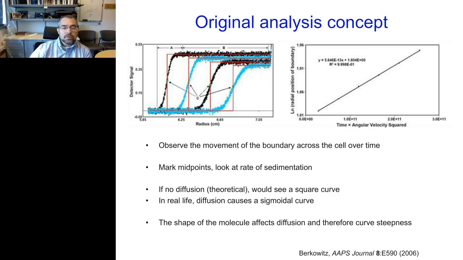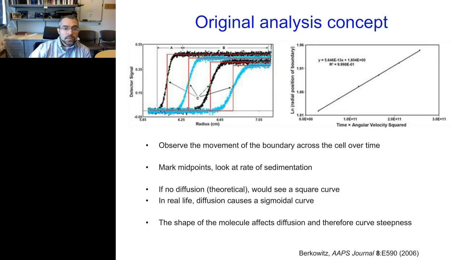We can simply mark the midpoint of each one of these sigmoidal transitions, these boundaries, and then look at how far it moves in a given period of time. And you very simply figure out that's a velocity. You can figure out how fast the protein is actually moving through our sample chamber. And then on the right you can plot on the y-axis the natural log of the position, the location of these green dots.